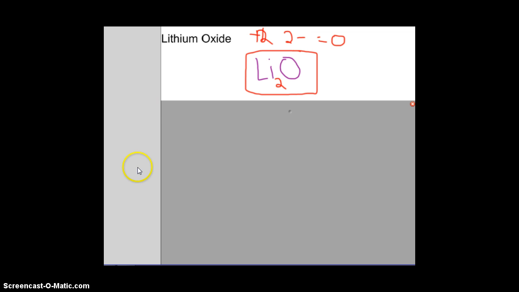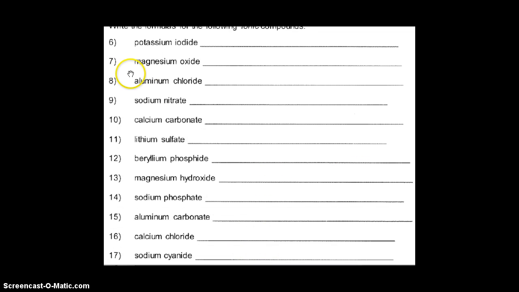Okay, so let's just try one on your paper. So let's go to your paper here, number 6. Let me get a marker here. So potassium. Potassium is a letter K. Its charge is a positive 1. Iodide is the capital letter I. Its charge is a 1 minus. These are actually already balanced, so that is your final answer, K and a capital letter I. Go ahead and stop this video and do the next two, number 7 and number 8.